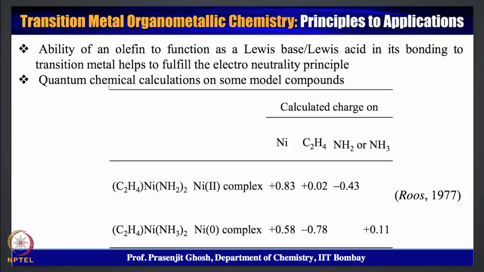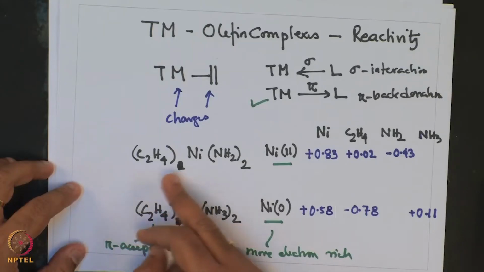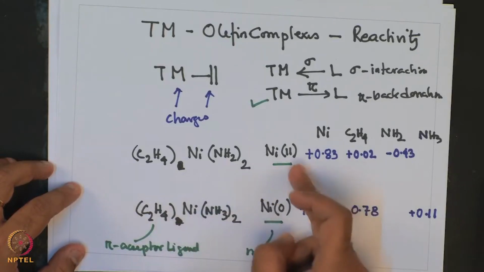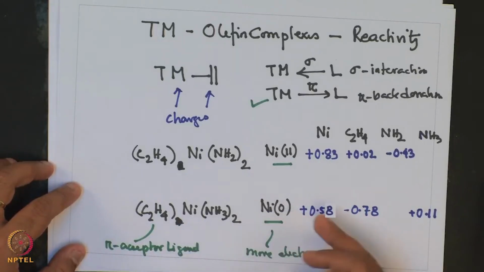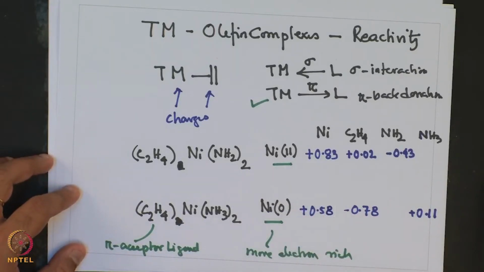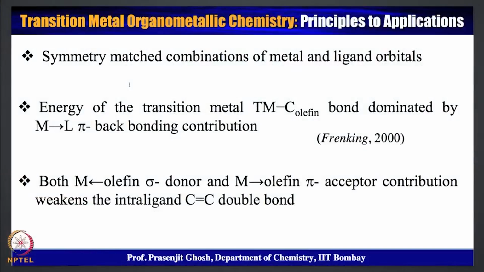So, these charges give a nice view or insight about the extent of ligand to metal sigma donation and metal to ligand pi back donation, as elucidated by these related complexes which contain alkene nickel bis amido, where nickel is in +2 oxidation state, and alkene nickel bis amino, where nickel is in 0 oxidation state. So, we are going to look at these metal to ligand and ligand to metal interactions in olefinic complexes in much more detail as we discuss a few more examples in this particular regard.